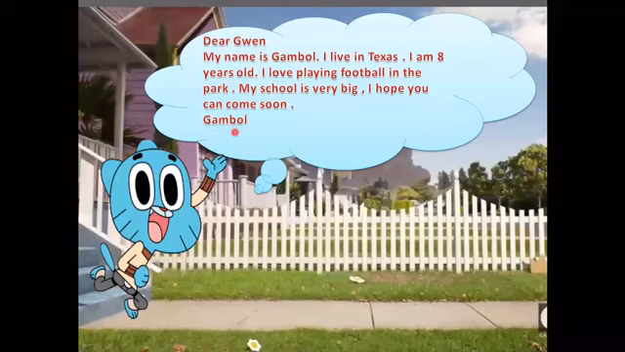So, we start by talking about ourselves. The first thing you need is to greet. Like when he said dear Gwen, in Arabic that means عزيزتي Gwen, okay? Dear Gwen, my name. Look, he used the pronoun my name. What is his name? His name is Gumball. I live in Texas. I am 8 years old. I love playing football in the park. My school is very big. I hope you can come soon. Gumball. Okay, he finished his letter with his name to remind her who he is.